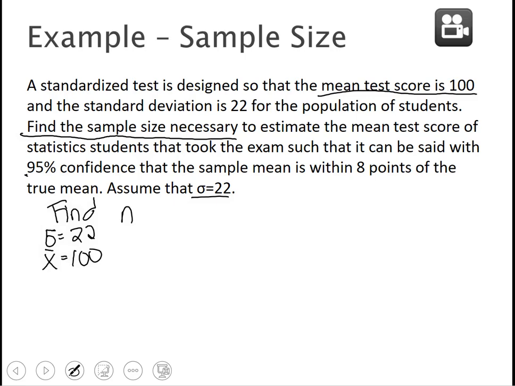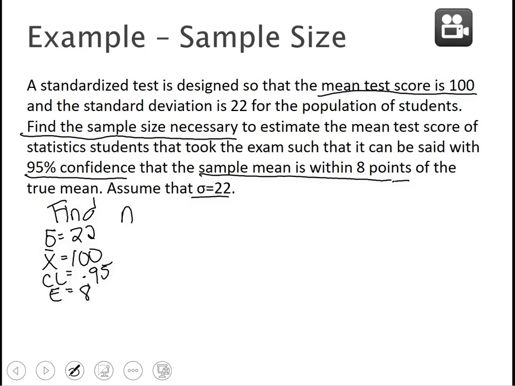And then we have a 95% confidence level, so our confidence level is 0.95. And then our sample mean needs to be within 8 points of the true mean. Anytime you see that wording, within a certain thing, a percentage or points or whatever, that indicates your margin of error. So E equals 8.